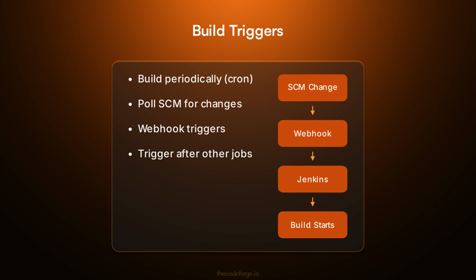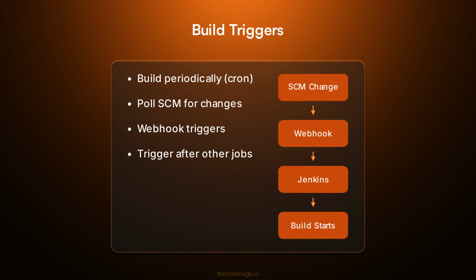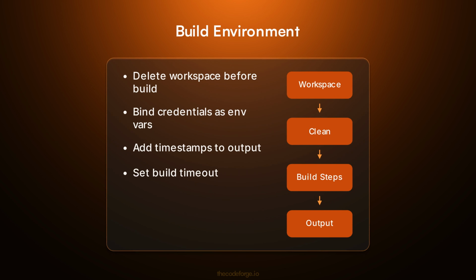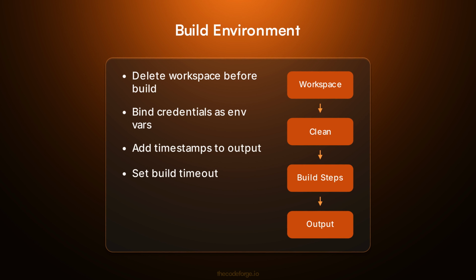Build triggers define when your job runs. You can use cron for scheduled builds, poll SCM for changes, or webhooks for instant triggers. Avoid frequent polling, it wastes resources. Webhooks are more efficient. The build environment section prepares the workspace.